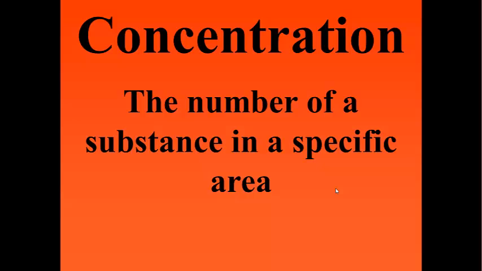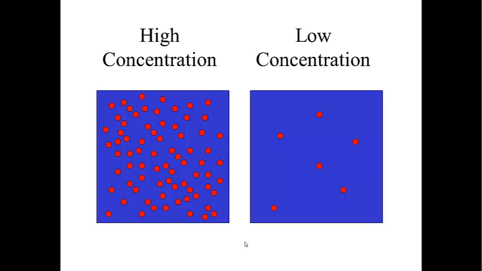Okay, concentration. Concentration is the amount of substance in a given area. So a dense concentration would be like a lot of students in one class. It's very concentrated. So in looking at concentration, this is high concentration, meaning there's a lot of substance in one area, and this would be low concentration, spread out.